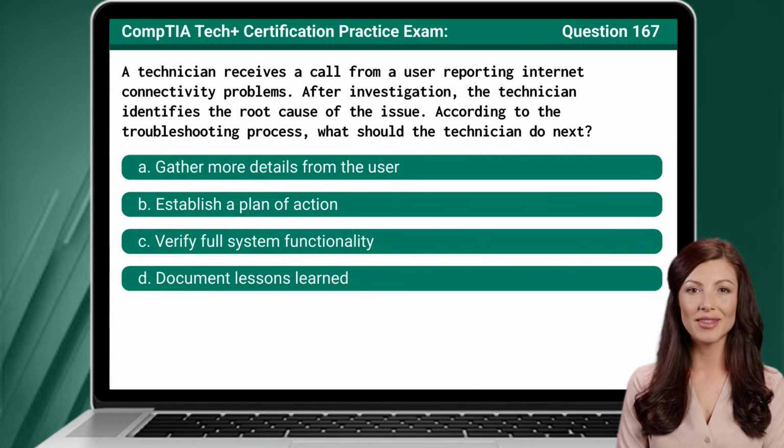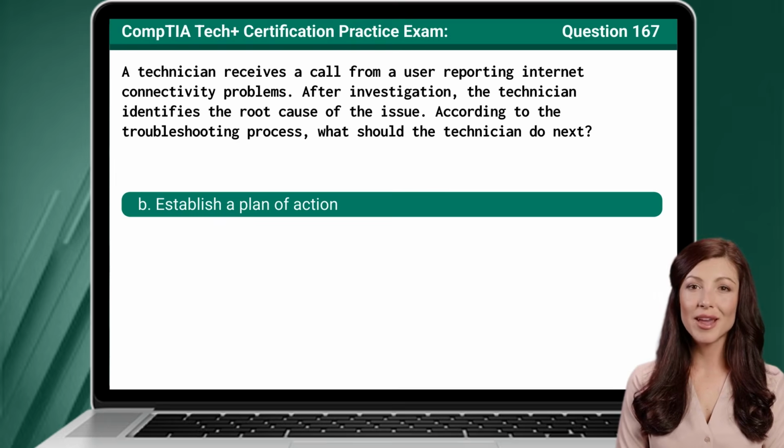Question 167. A technician receives a call from a user reporting internet connectivity problems. After investigation, the technician identifies the root cause of the issue. According to the troubleshooting process, what should the technician do next? The answer is B. Establish a plan of action.